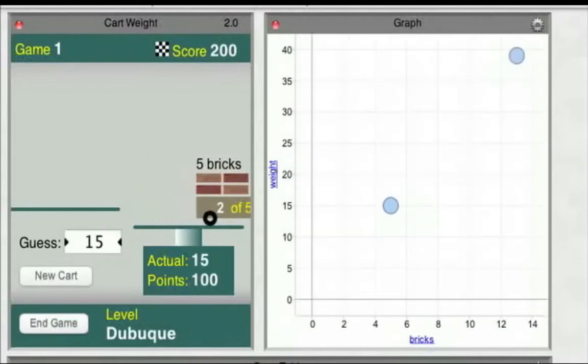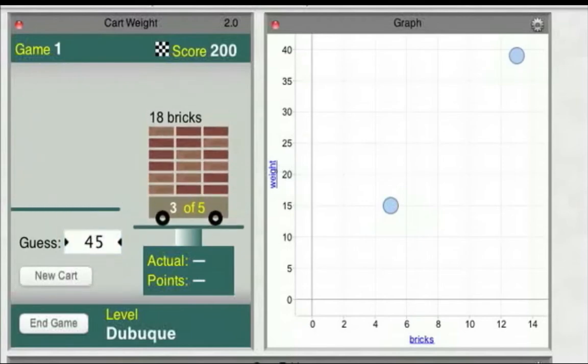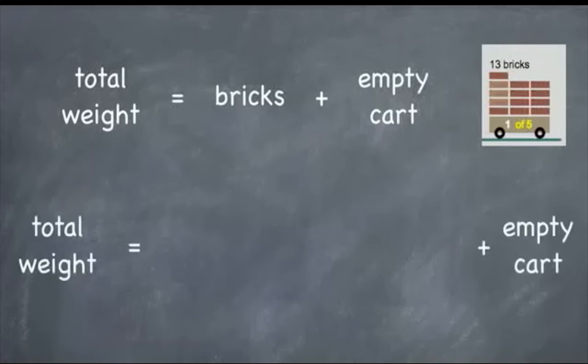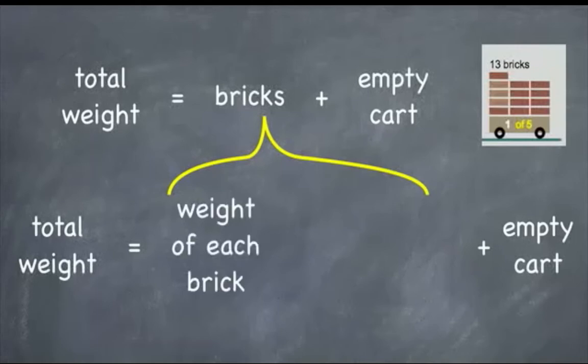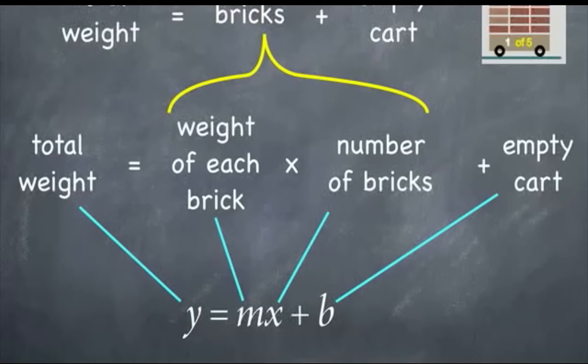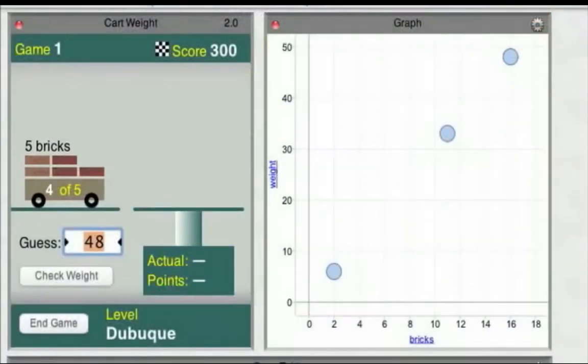The basic idea is that you have a cart with a bunch of bricks on it, and you're supposed to guess the weight of the cart with the bricks. The total weight is the weight of the bricks plus the weight of the empty cart. And the weight of the bricks is the weight of each brick times the number of bricks. This equation maps directly onto slope-intercept form, but with different variable names than the students may be used to. Furthermore, the slope and intercept have meaning. They're the weight of a single brick and the weight of the empty cart. All of this is what we hope students will figure out for themselves.